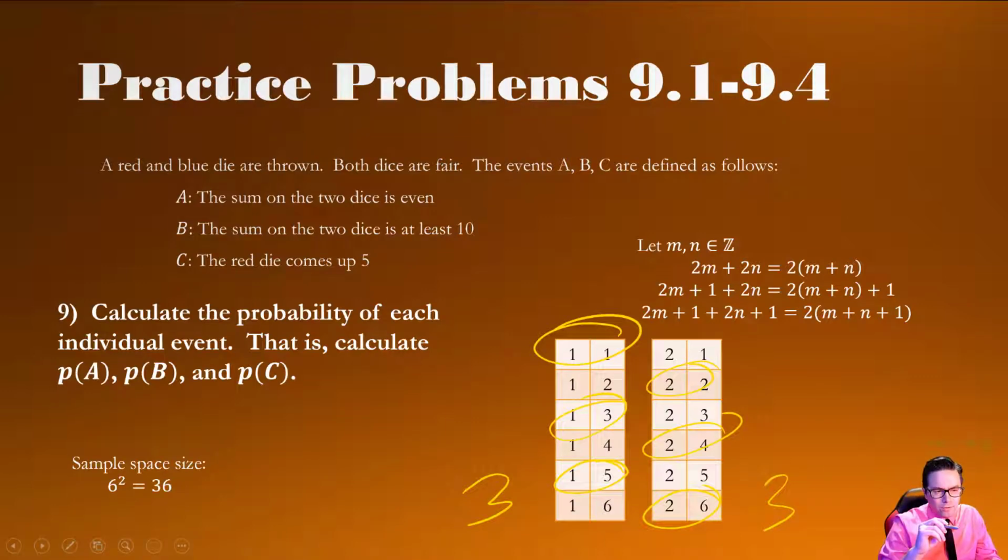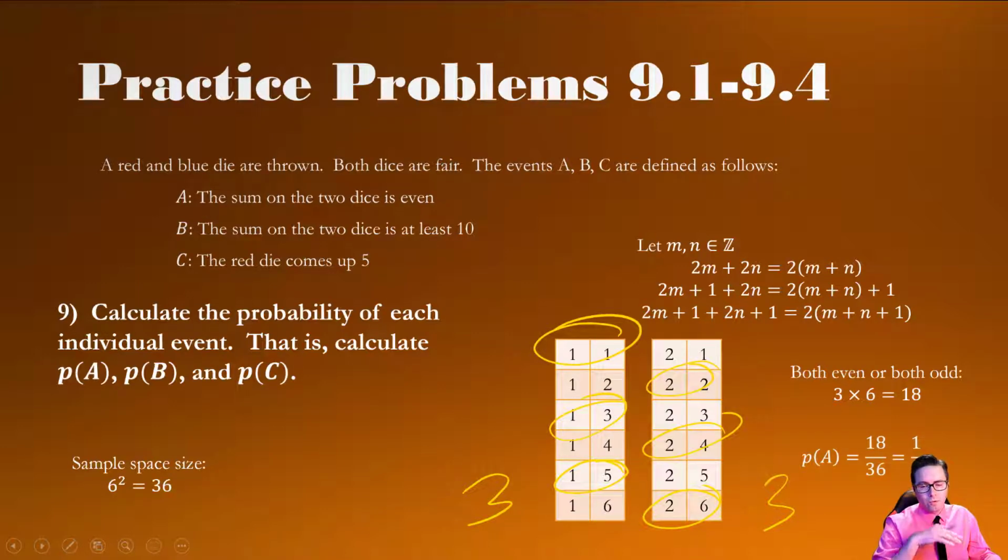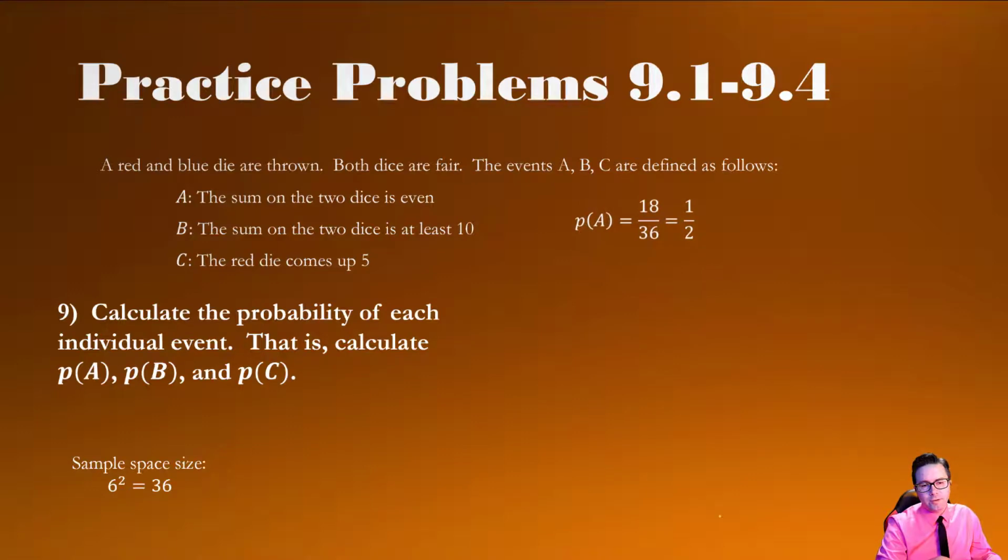So for each first roll, there are 3 possibilities for the other die that result in an even number. So 3 times 6, because there are 6 sides on a die, is 18. So there are 18 outcomes that satisfy this. So it's 18 over 36, or 1/2. All right, we'll just hold on to that.